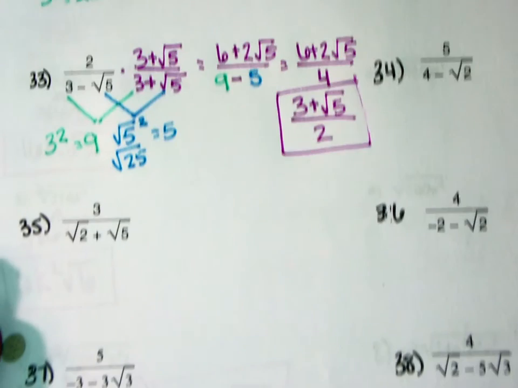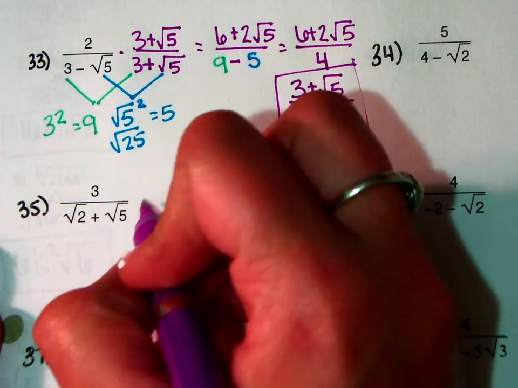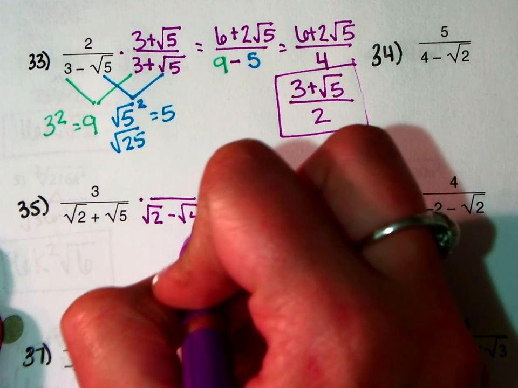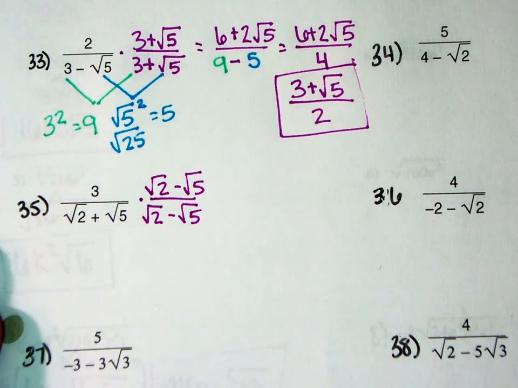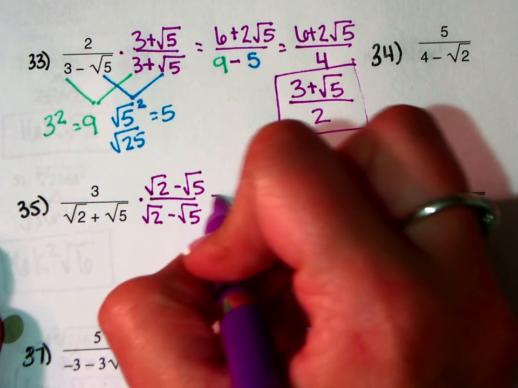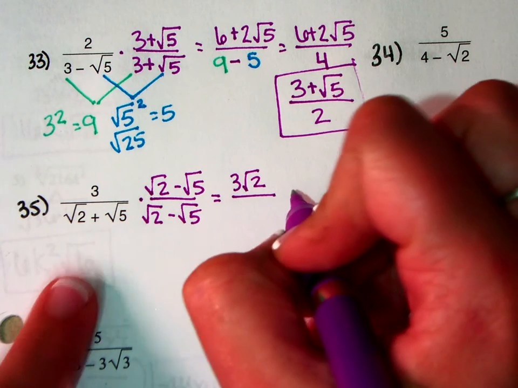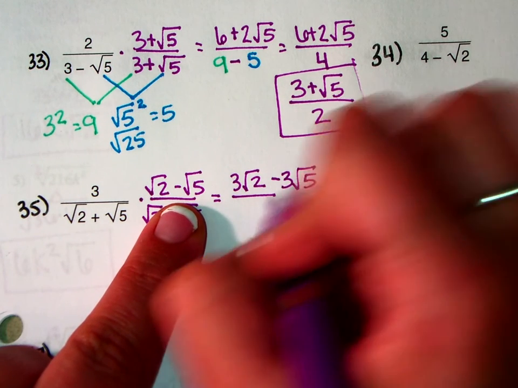Okay, continuing on. This one is a little trickier because we've got multiple square roots here. So that's okay. The math process is the same. That's the great thing about math, this process is identical regardless of what's there. All right, now I'm going to multiply the top. 3 times square root of 2 is 3 square roots of 2. 3 times negative square root of 5 is negative 3 square roots of 5.